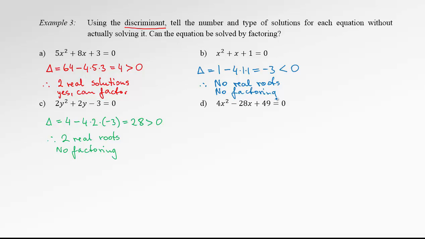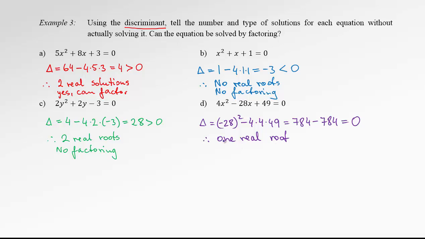No factoring. Okay, the final equation, again, the discriminant is b squared, which is negative 28 squared, minus 4 times this 4 and times that 49. Okay, let's see how much is that. Negative 28 squared is 784, and then we have 16 times 49, which is also 784. So overall, the discriminant is equal to 0. What does this mean? It means we have one real root. Can the equation be factored or not?